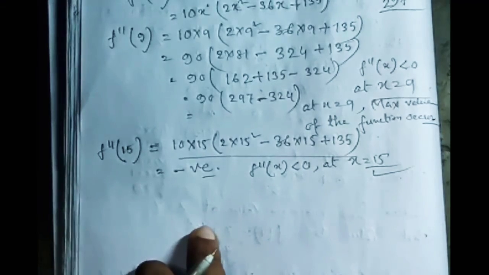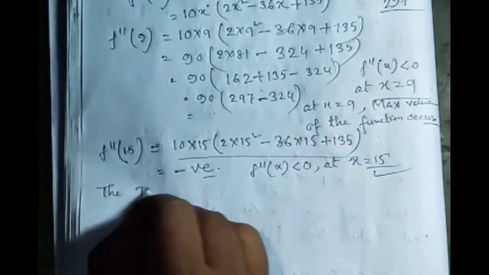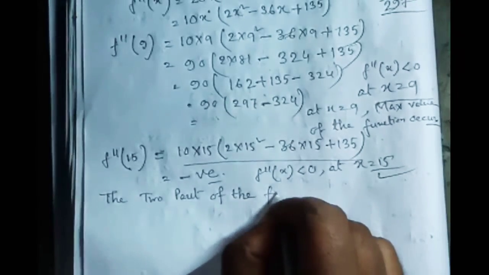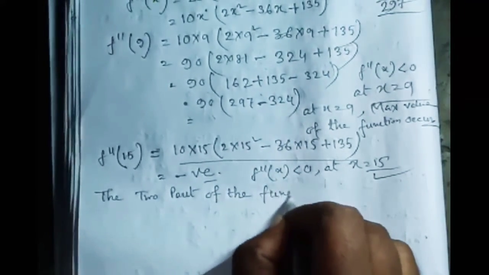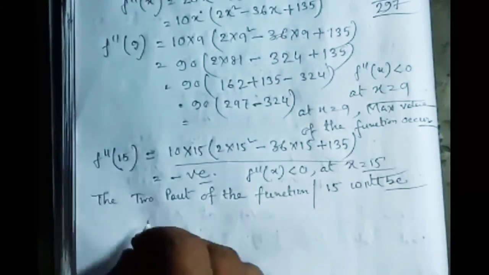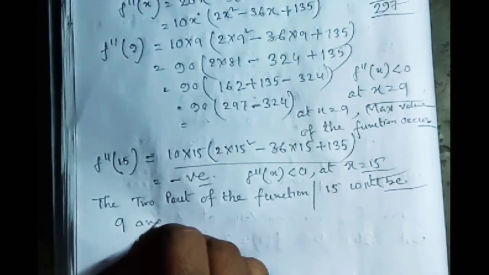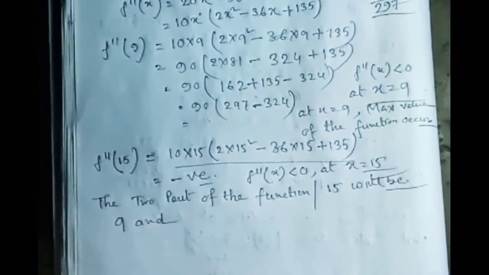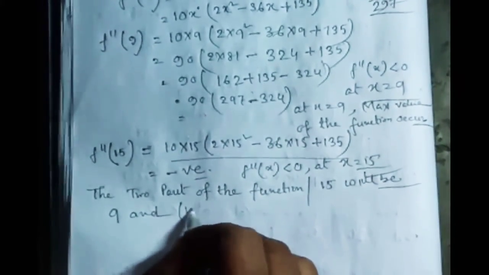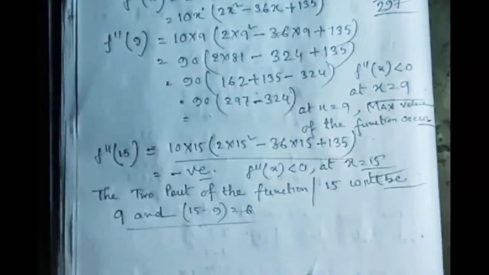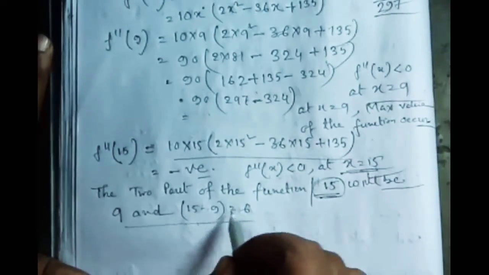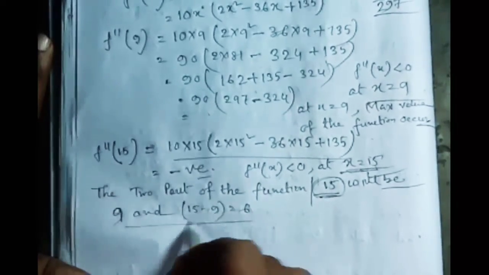So the two parts of the function will be 9 and 15 minus 9, that is 6. 15 we can't take because the sum is 15. So we will take only 9 and 15 minus 9. Okay.